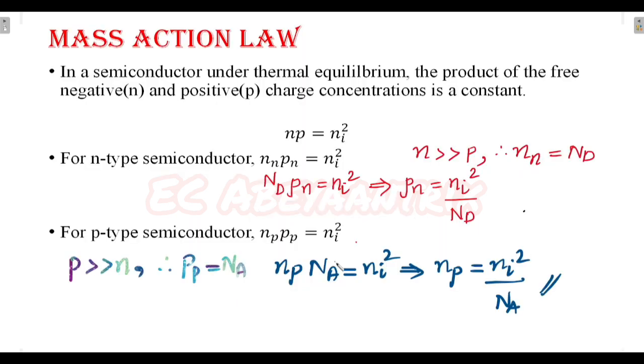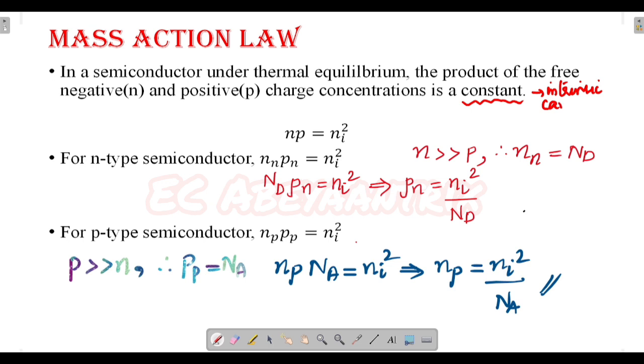So first we are going to discuss the mass action law. This is a very important law in semiconductors. This law states that in a semiconductor under thermal equilibrium, the product of the free negative and positive charge concentrations is a constant. Here N refers to the electron concentration, and P refers to the hole concentration. The product of these two is equal to a constant. That constant is called the intrinsic carrier concentration.